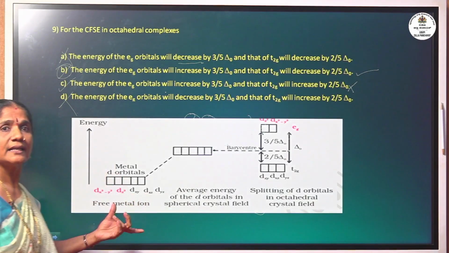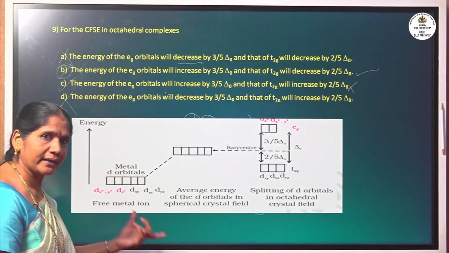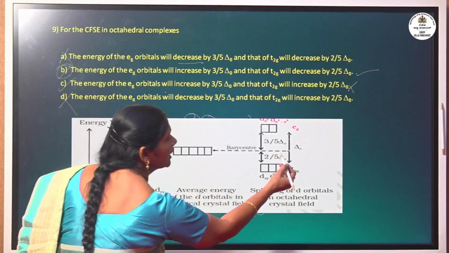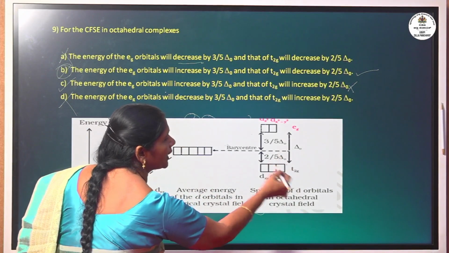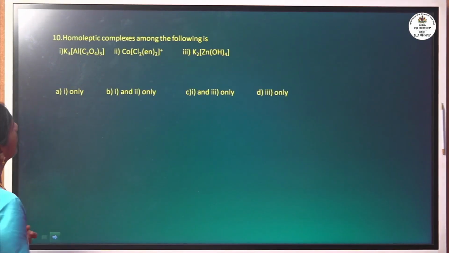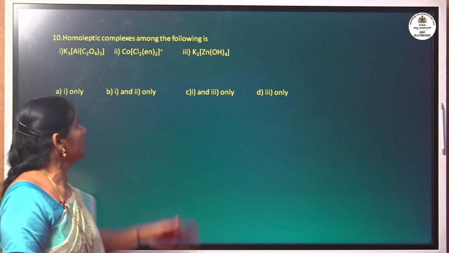So this is the crystal field splitting which you have already studied, and here you can see the energy difference is 2/5 and here it is 3/5. Okay, we will go to the next question.